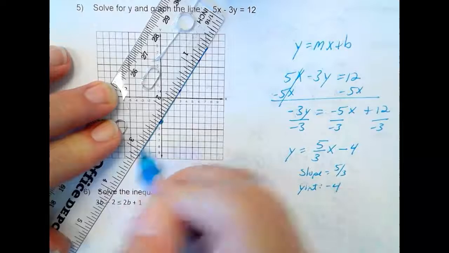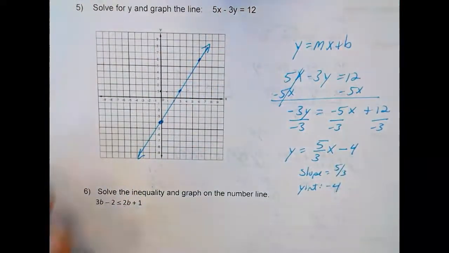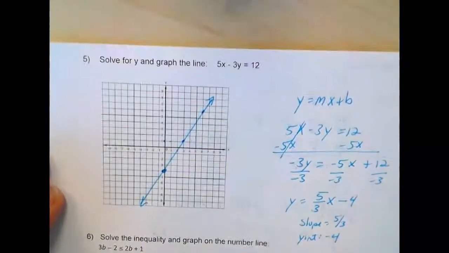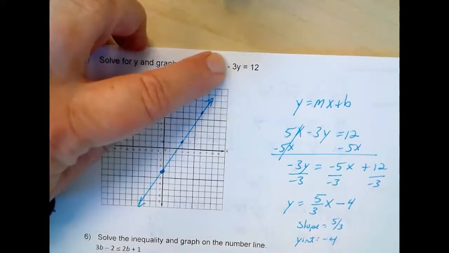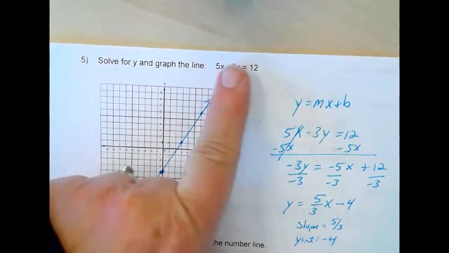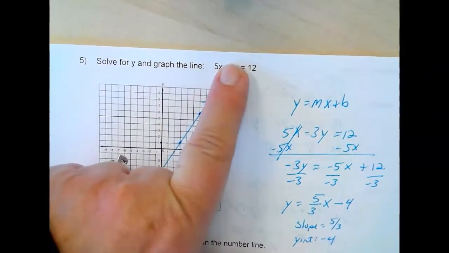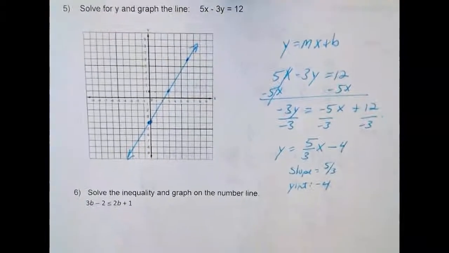and get your line. You can also sometimes find your x and y intercepts. This wouldn't be the greatest example for that because it wouldn't be a problem to find the y-intercept, but to find the x-intercept, you'd have a fraction and that would be difficult. So it's best just to solve for y equals mx plus b.